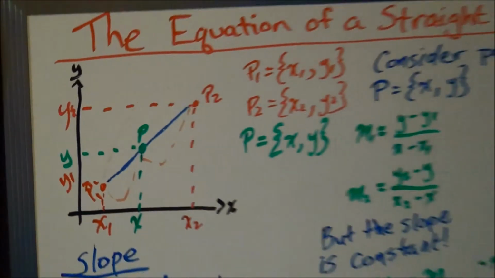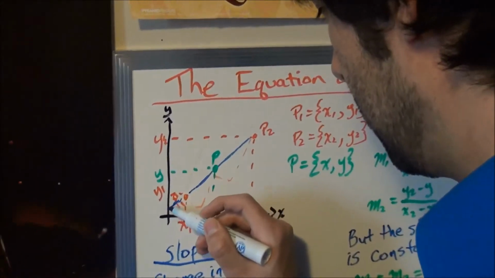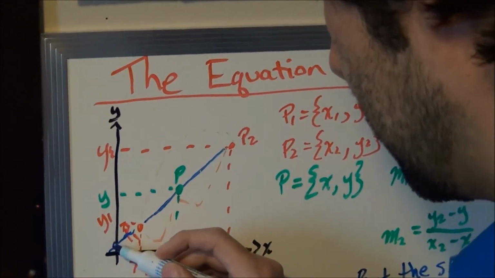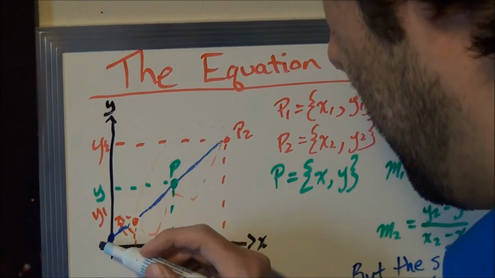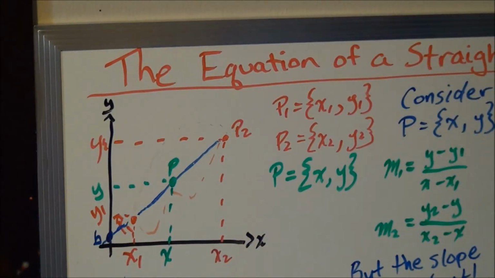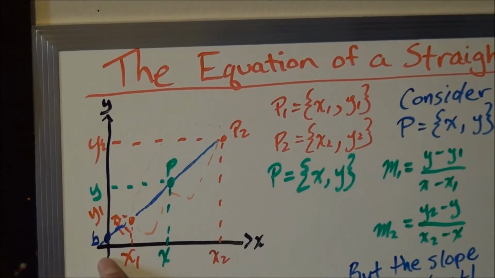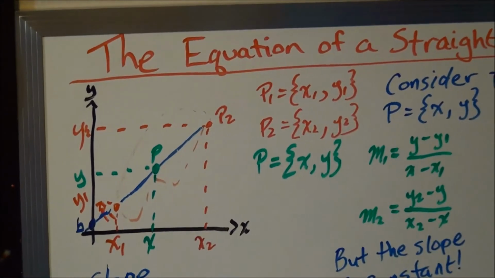To give you an idea of what that means, if I extend the line here so that it goes through the y-axis at this point, that point is at a height b. Or in other words, the point would be x equals 0, y equals b.